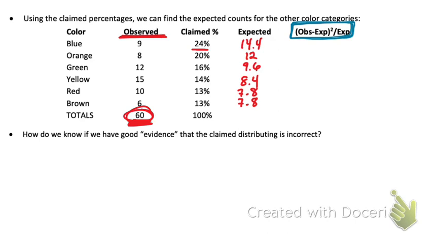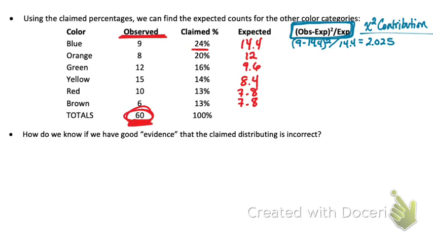This is going to give you something called the chi-squared contribution. Wow, that sounds exciting. Sounds confusing. No, not at all. All right, so I'm going to take 9 minus 14.4, and I'm going to square that, and then I'm going to divide by 14.4. What do you get when you do the observed minus expected squared divided by expected for the blue? 2.025. Again, this is the chi-squared contribution. You'll understand why it's called that in just a moment.